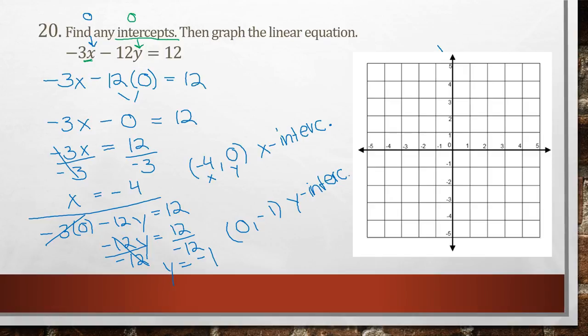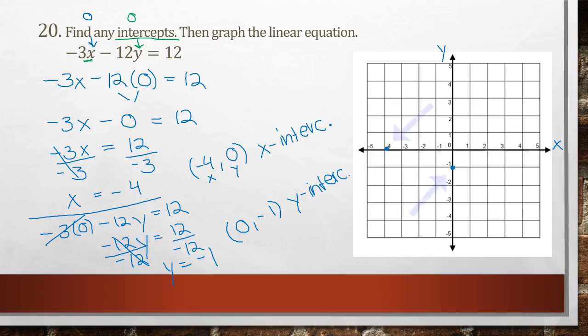Remember, this is our y-coordinate, and this is our x. And then starting with my x-intercept, so negative 4 on the x-axis, 2, 3, 4, and then 0, so neither up or down. The point would be just here. And our y-intercept is 0 on the x, so going nowhere, right or left, but negative 1 for y, so going down 1.